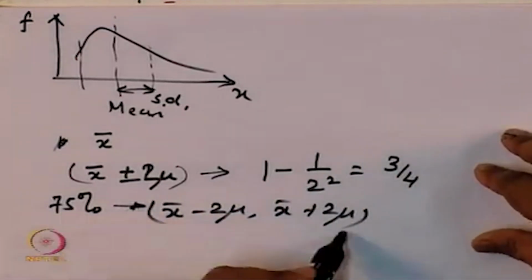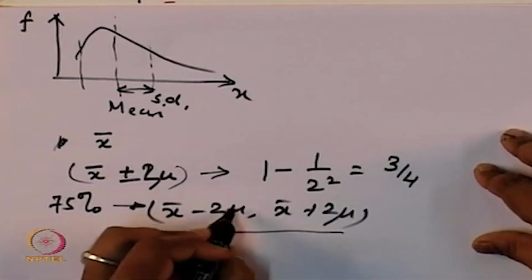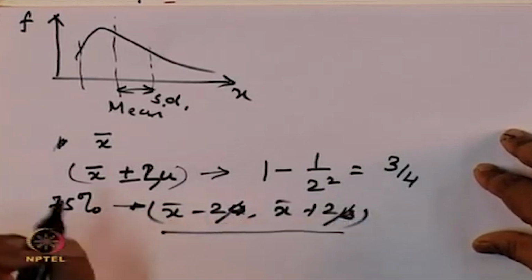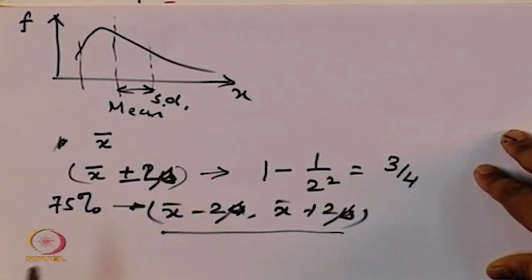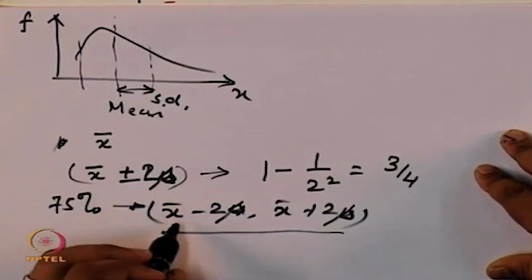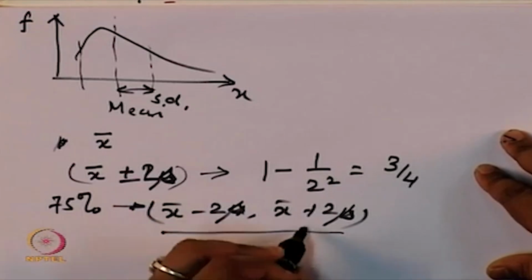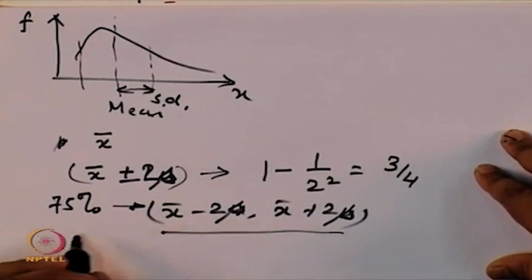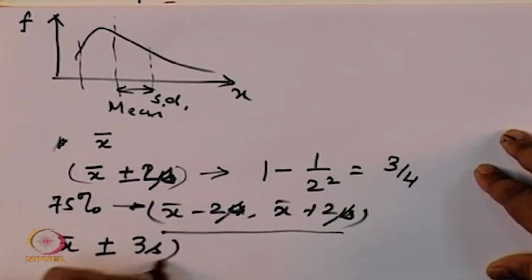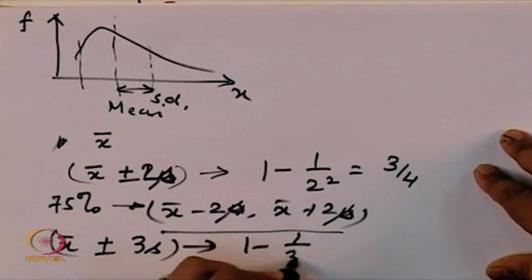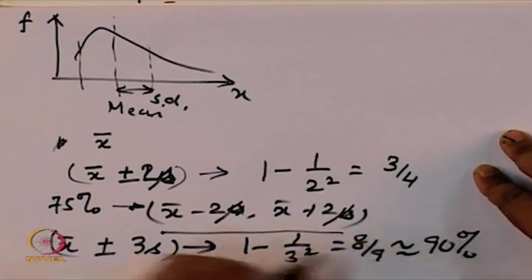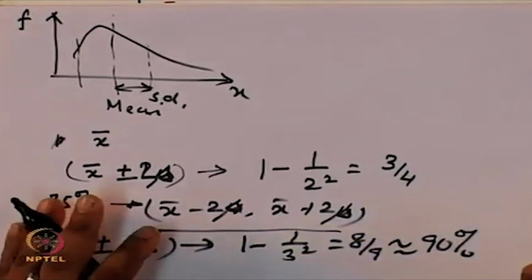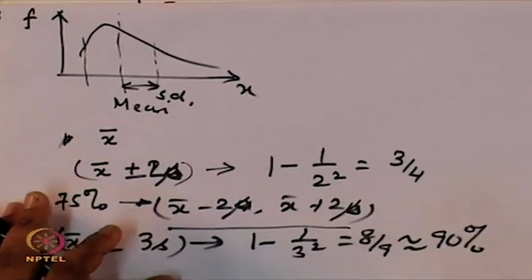75% of the population will lie between x bar minus 2s and x bar plus 2s, where s is just the standard deviation. Similarly, if you put k is equal to 3, then x bar plus minus 3s, you have the value 1 minus 1 by 3 square equal to 8 by 9, which is roughly 90% of your data lying within 3 standard deviations of your population. So, this is Chebyshev's theorem.